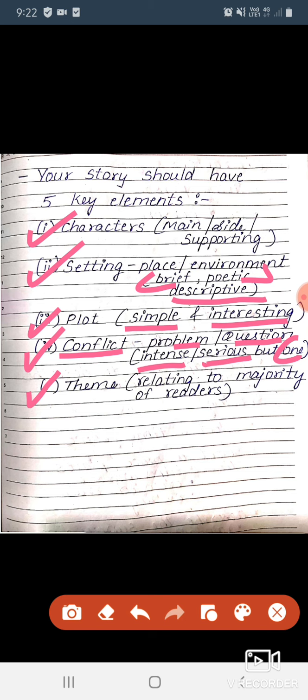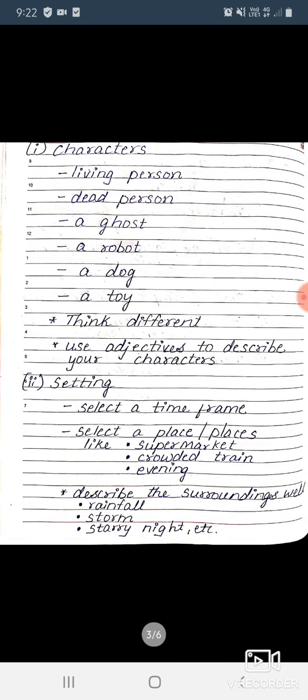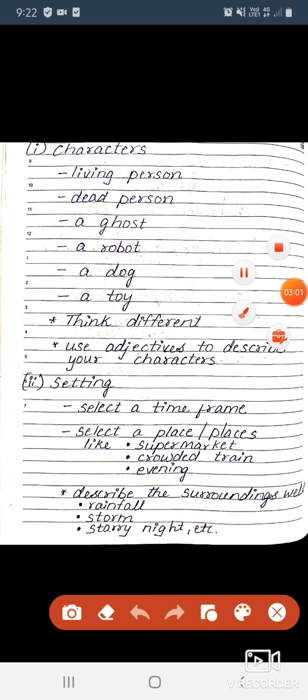The fifth point is theme. The theme should be related to the majority of readers. That means here the reader of our story will be the examiner. So we should write such a story that the examiner will be able to understand it properly and it will be suitable for the examiner. Let us discuss all the key elements one by one.